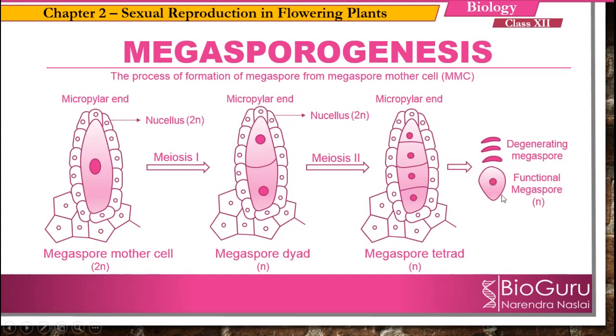So overall, this process is called what? Megasporogenesis. Here the megaspore is produced. From where is it produced? It is produced from the megaspore mother cell. The process of formation of megaspore from megaspore mother cell is called megasporogenesis. I hope you have understood. So now we are going to study what is going to happen with this functional megaspore. Further development we are going to study in our next slide.